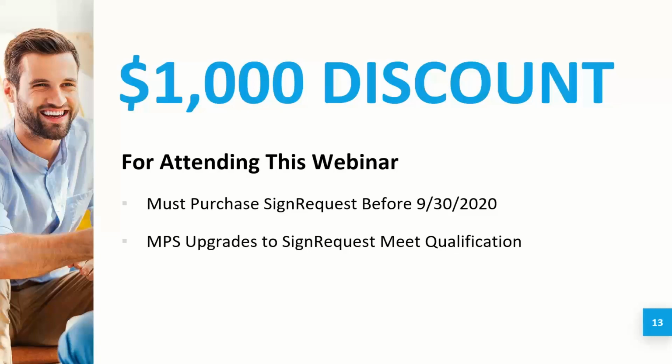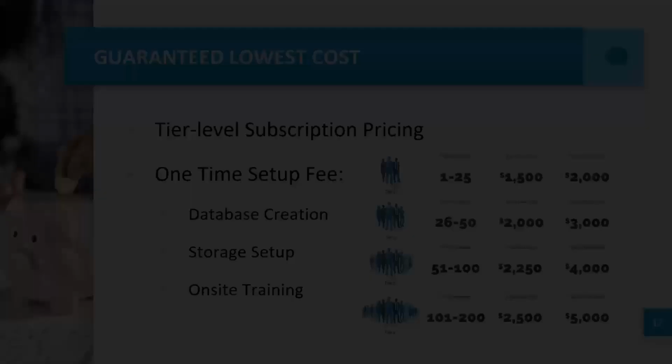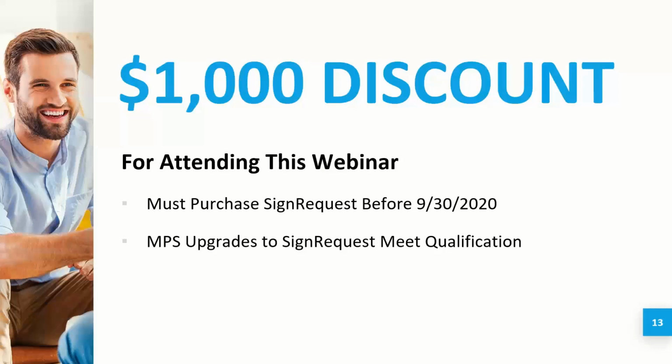That is a $1,000 discount. So if I back up a slide and we talk about the initial setup fees, that wipes out most of your setup fee. So it's only $500 to set it up, and then the yearly subscription is $2,000. So it's a one-time offering that we're giving, this one-time $1,000 discount, and the MPS upgrades to SignRequest meet that qualification. So if you only have MPS right now and you're looking to upgrade to SignRequest, you meet that qualification. All right.